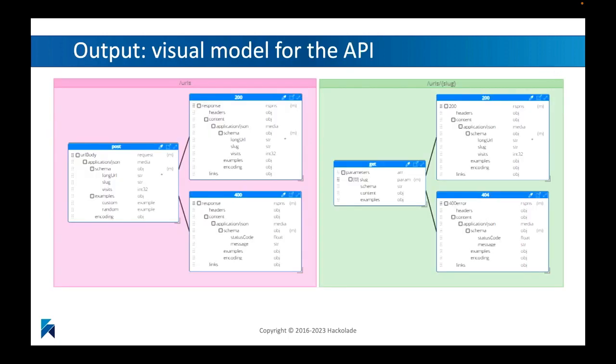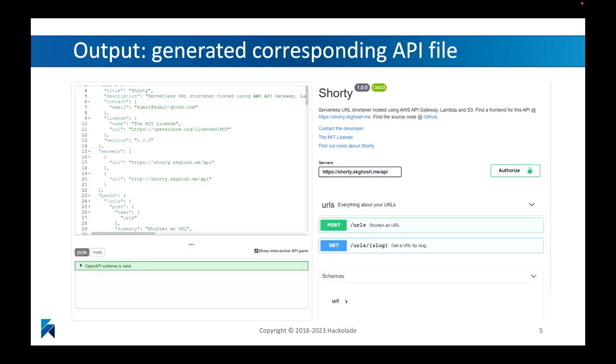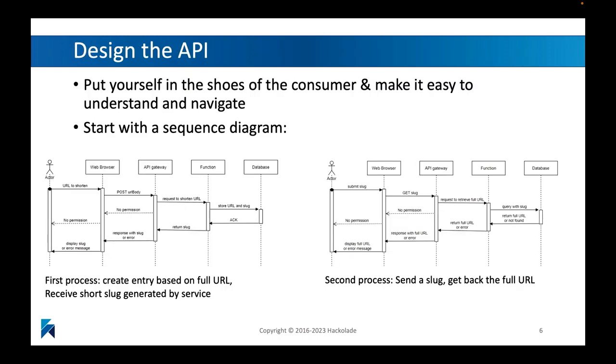It's inspired by many of the existing services out there, but Shorty was the name of the one that we originally used here. So the output of this effort is going to be a visual description of the API, a visual explanation of the API. You will see it later on, obviously. But we're also going to be generating the corresponding API files, the documentation files that describe this in a formal way. So you'll see that as well. You can use Hackolade both to reverse engineer these files or to generate these files based on the model that we create for the API.